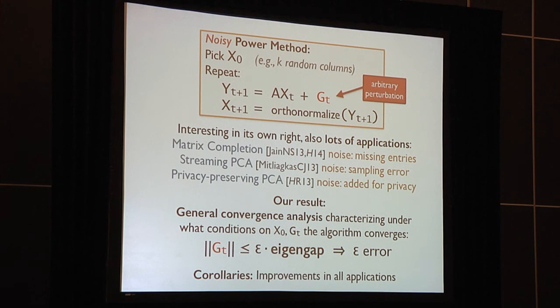And what we show is a general theorem that characterizes the convergence of this algorithm, under what conditions it converges. It's rather tight conditions on the initial matrix X0 and G sub t. And just to give you one inequality, if the spectral norm of G sub t is at most epsilon times the eigengap, then the algorithm converges to an epsilon error. So that's essentially the main condition that we get. And we use this to get improvements in all these applications.